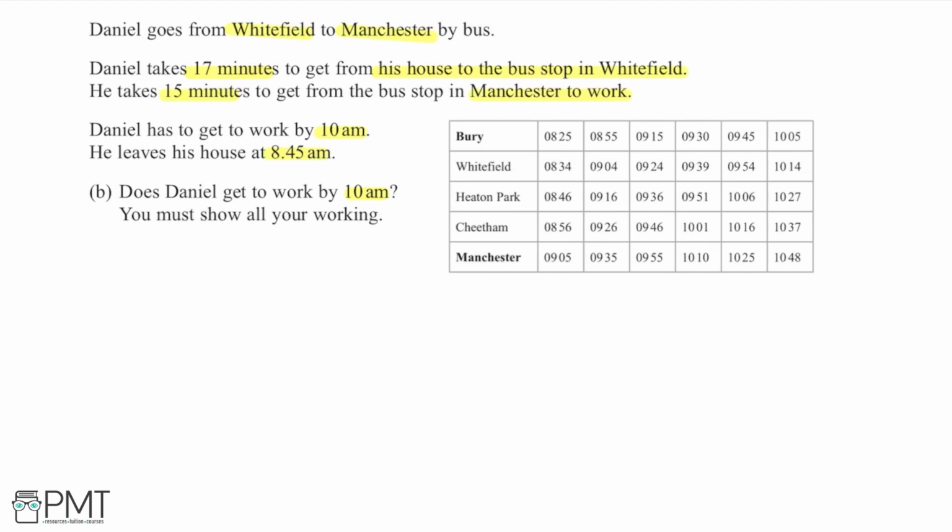So here we're told he leaves his house at 8:45 AM. So if I take this 8:45, I need to add on the time that it takes for him to walk to the bus stop from his house, which I'm told here is 17 minutes. So in effect, if I add on 17 minutes here, this is going to take me to the next hour. So if we add on 15, we're going to get to 9 o'clock, and then we need to add on that extra 2 to get to 17.